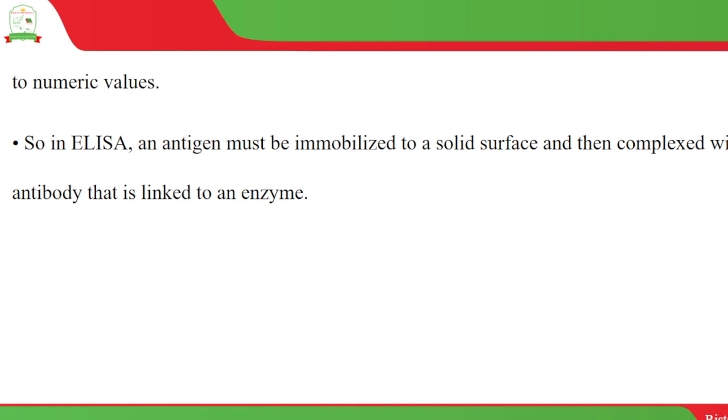So in ELISA, an antigen must be immobilized. Immobilized meaning it can't move. You just fix it at a fixed place on a surface that looks like a plate, and then it will be complexed with an antibody. And that antibody has to be linked to an enzyme, so that when it reacts, a kind of digestion takes place, which brings changes in the color. This results in the detection of a color, which will be determined using the colorimetric method.